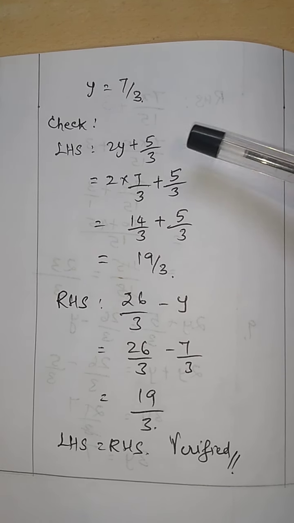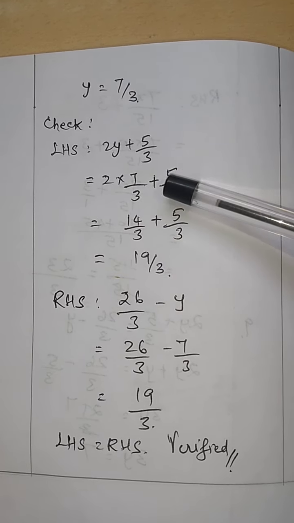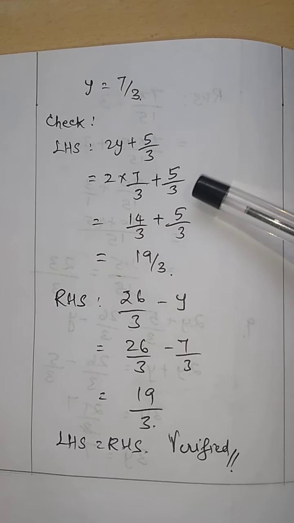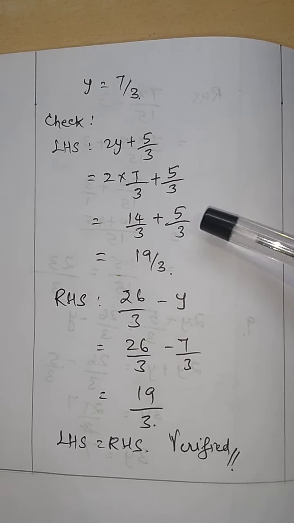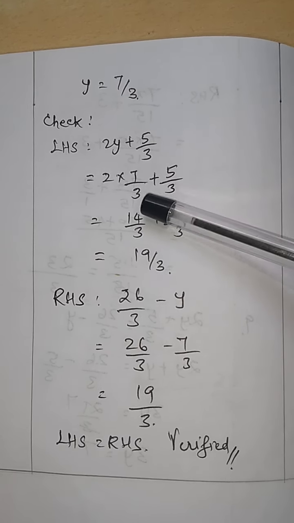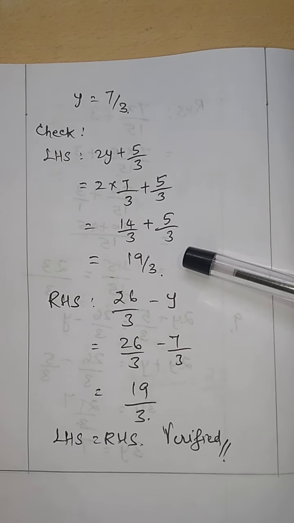LHS. LHS is given as 2y plus 5 by 3. In place of y, I need to put 7 by 3. So 2 times 7 by 3 plus 5 by 3. So 2 into 7 gives me 14 by 3 plus 5 by 3. We have the same LCM, add the numerators, 14 plus 5 gives me 19, so it becomes 19 by 3.